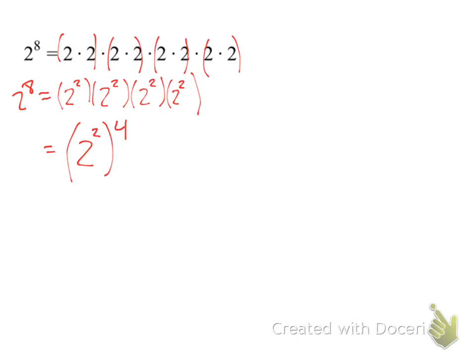Would you guys agree with this? Yes. I'm just doing 2 squared to the 4th power? But that is supposed to equal 2 to the 8th. What's the connection? You multiply. Yeah, it's 2 to the 2 times 4, which is 2 to the 8th. Guys, this is called power of a power, and a power of a power you multiply.